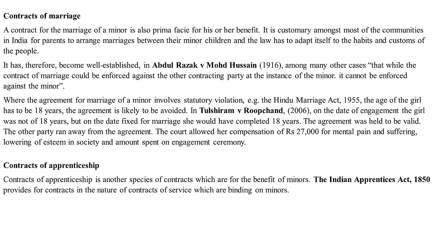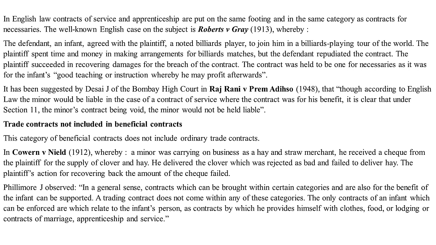And now students, we are going to discuss contracts of apprenticeship. Contracts of apprenticeship are another species of contracts which are for the benefit of minors. The Indian Apprentices Act of 1850 provides for contracts in the nature of contracts of service which are binding on minors. In English law, contracts of service and apprenticeship are put on the same footing and in the same category as contracts for necessaries. A well-known English case law on the subject is that of Roberts versus Gray.